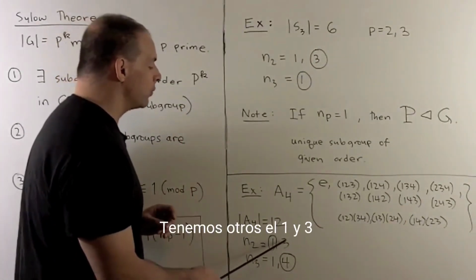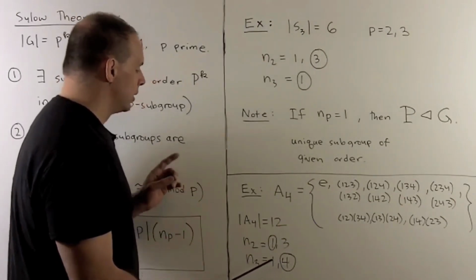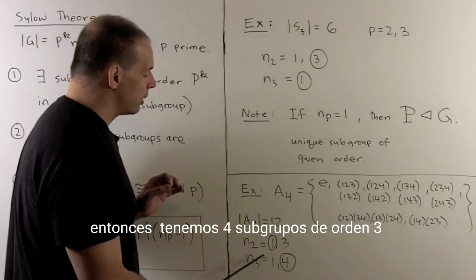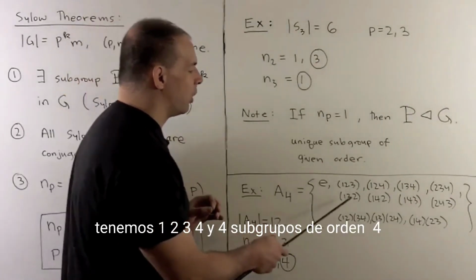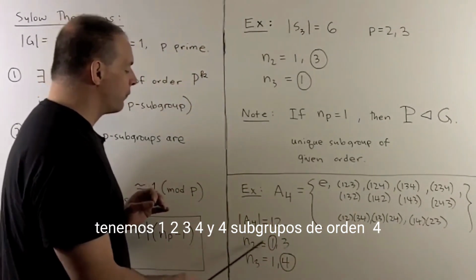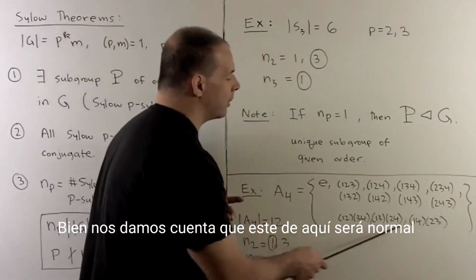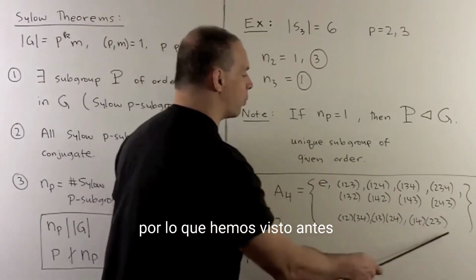We have either 1 or 3. For the Sylow 3s, we're going to have 1 or 4. So we see 4 subgroups of order 3: we have 1, 2, 3, 4. And for subgroups of order 4, we have just 1. We note this one here is going to be normal, which we've seen before.